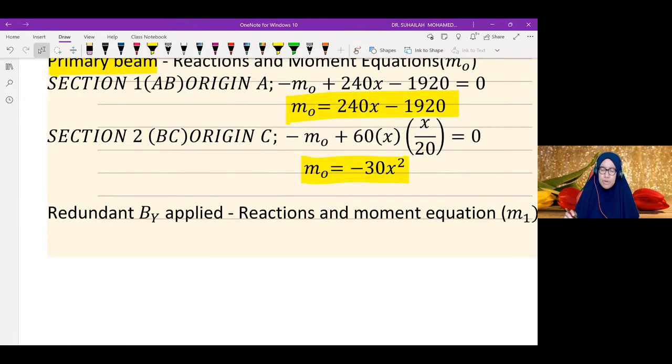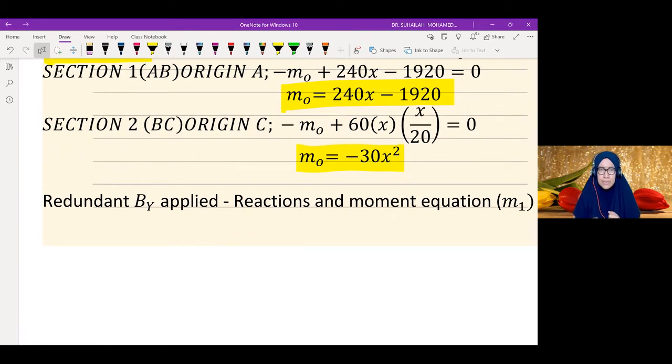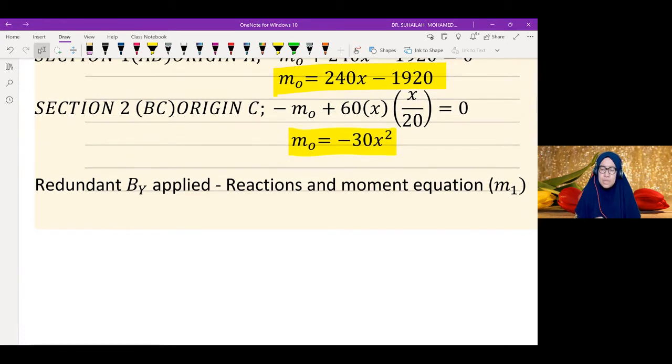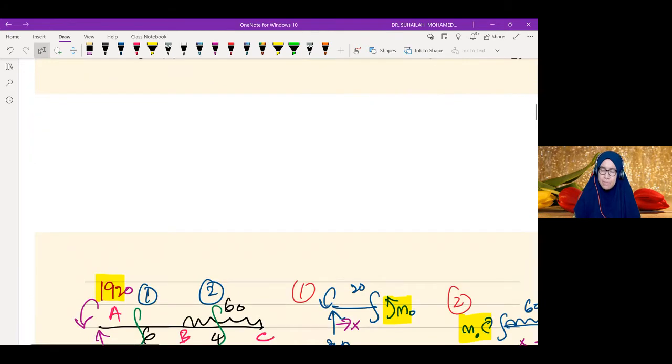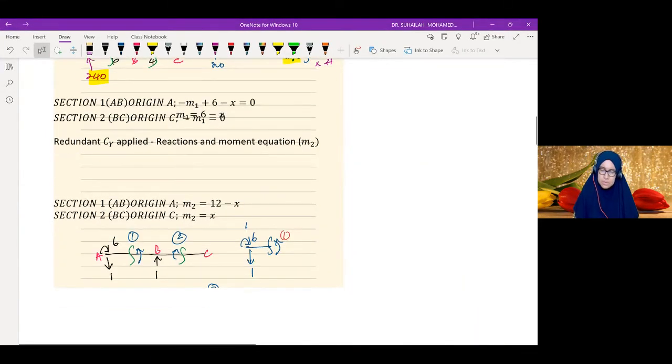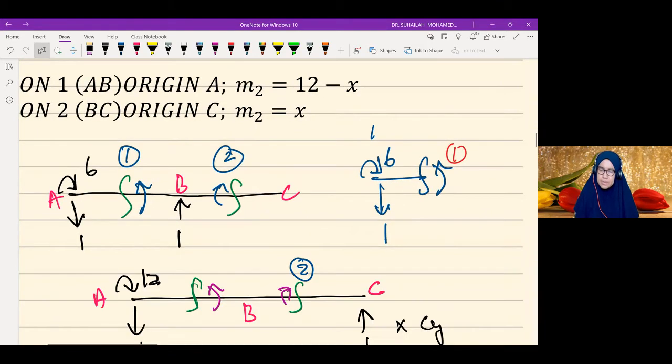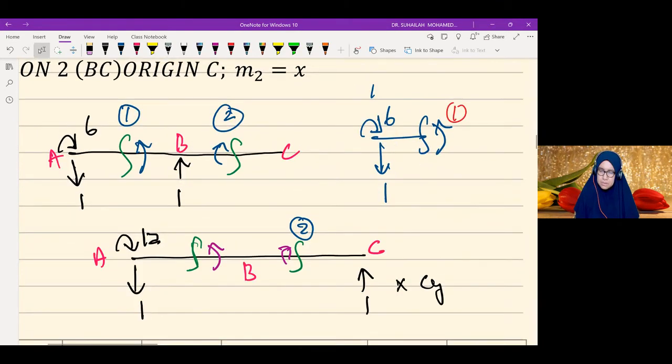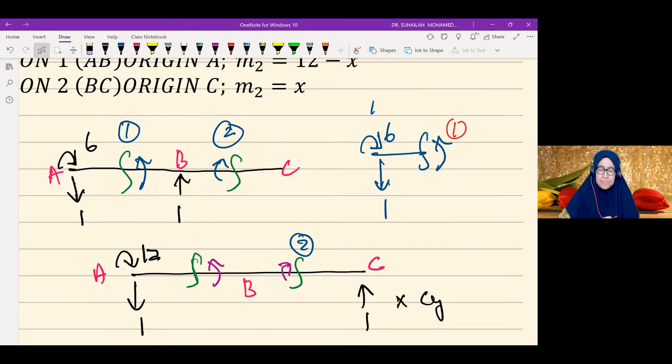So when we move to redundant applied, redundant BY applied is actually redundant number 1. So again, this is for M1. We have to calculate reaction and write the moment equation. Where is the diagram? So this is the diagram. Okay, this is a unit value of BY at position B. A unit value.